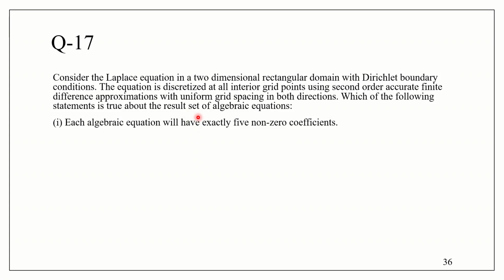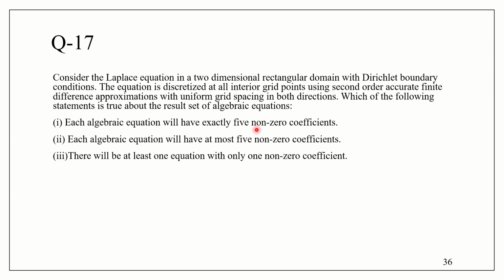The options are: each algebraic equation will have exactly 5 non-zero coefficients; each algebraic equation will have at most 5 non-zero coefficients; there will be at least one equation with only one non-zero coefficient. On looking at it, if we are using a second order accurate finite difference approximation, we will have at most 5 non-zero coefficients. The points near the boundaries would have some known values.